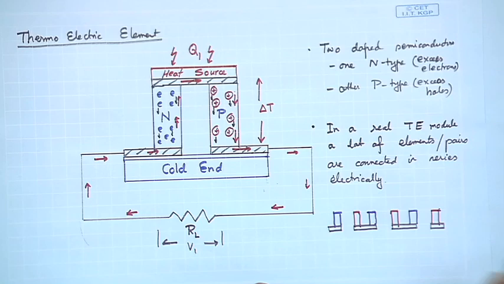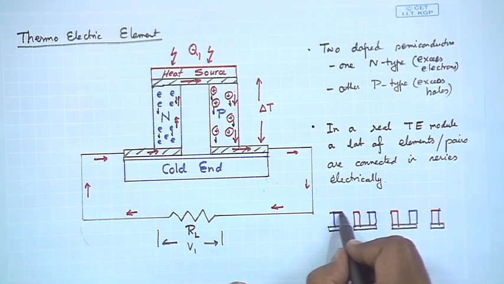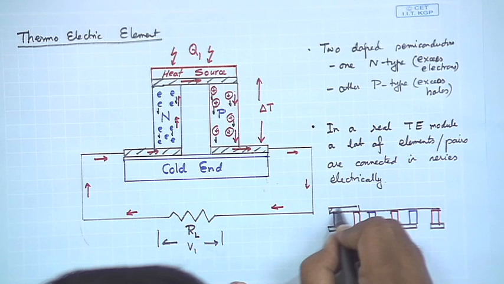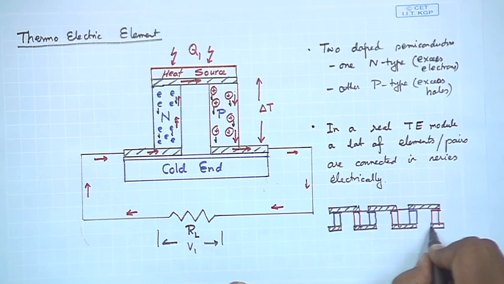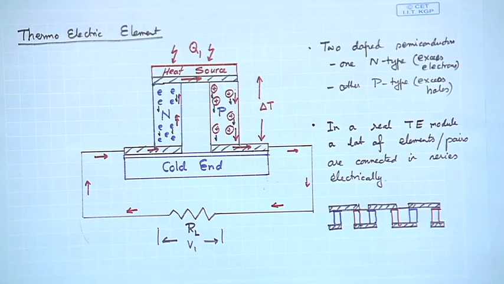Okay. And then the other end. Alright, so this is how it looks. Okay, so I have a series of N and P types. The N is blue, the P is red, which is the color combination that we are using.